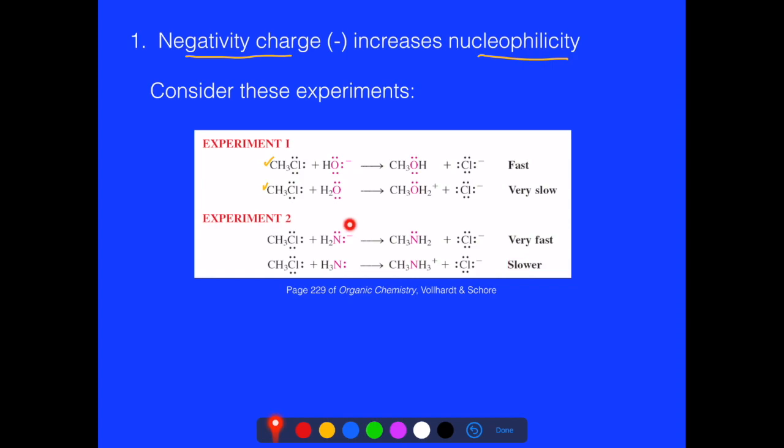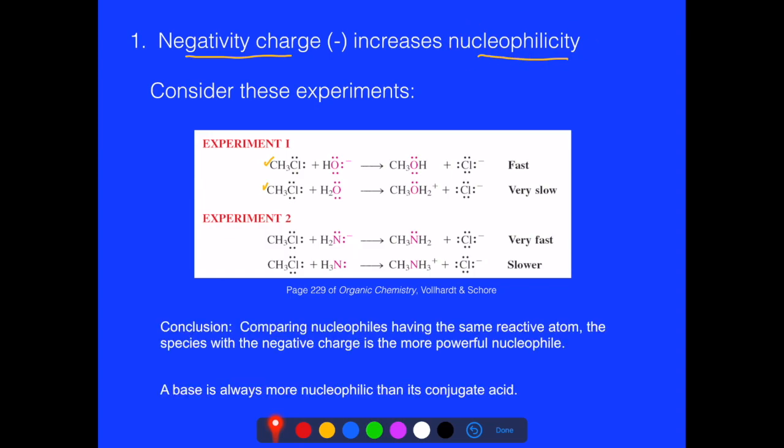The difference, once again, is this negative charge. This really teaches us that this negative charge makes something a better nucleophile. That is, its nucleophilicity increases as we add a negative charge. This is the formally written overall conclusion, comparing nucleophiles.